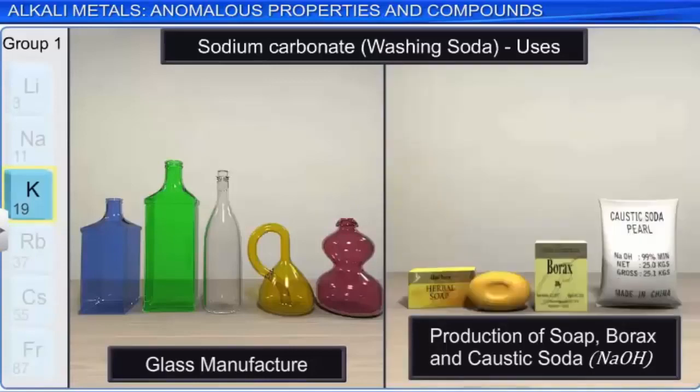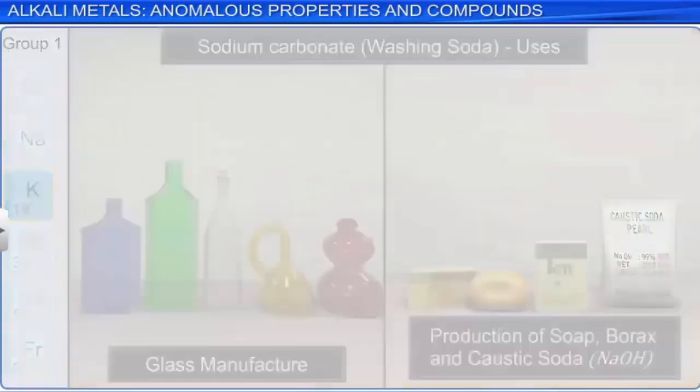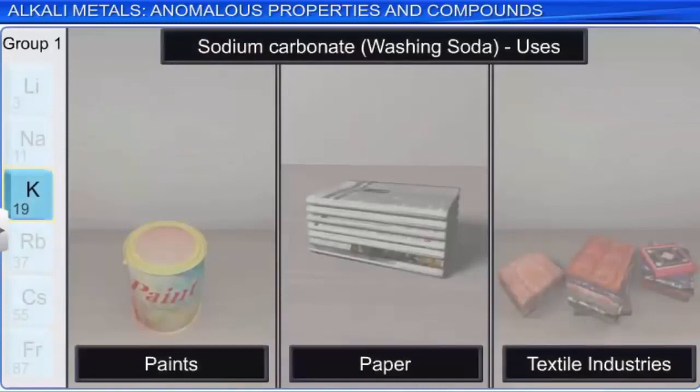Sodium carbonate is also necessary in the paint, paper and textile industries. Additionally, it is used in a variety of analytical techniques in the chemical laboratory.